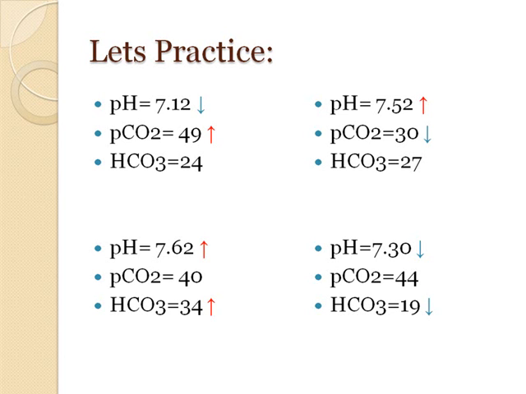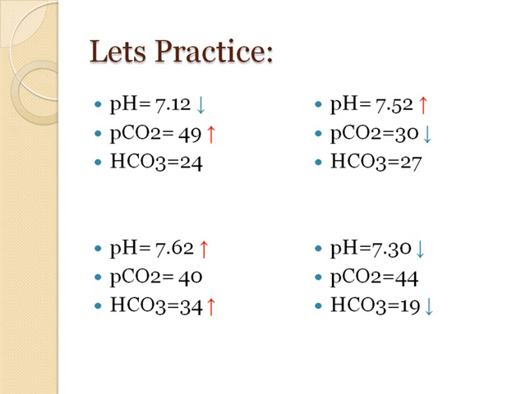Looking at the bottom left-hand side, pH of 7.62, that one's definitely high. My CO2 is within normal limits, but my bicarb this time is elevated. So pH of 7.62, I'm alkaline, and my bicarb is going the same direction. When your bicarb and your pH go the same direction, it's going to be a metabolic issue. So this is a metabolic alkalosis.